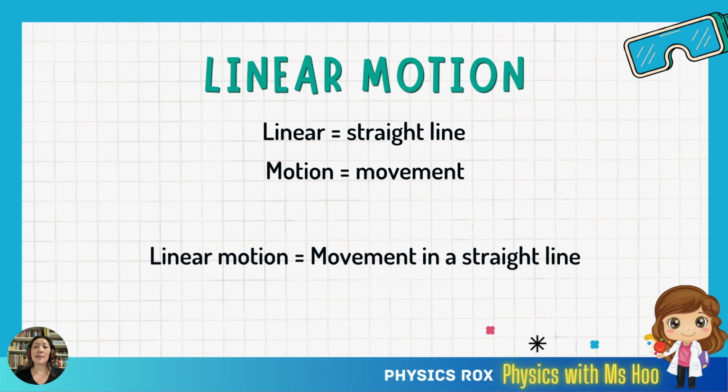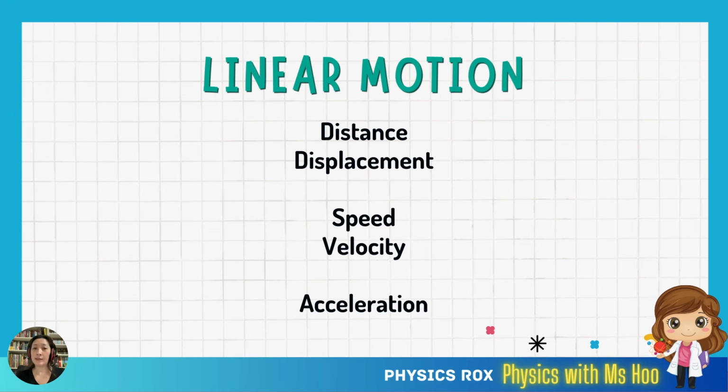So under the concept of linear motion, we will be learning about distance and displacement, speed and velocity, as well as acceleration. Now, for distance and displacement, as well as speed and velocity, you have to understand the concept of scalar and vector. If you have not learned about scalar and vector, please watch my video where I explain the concept of scalar and vector and what the differences are. For now, let's get into the comparisons of distance and displacement, as well as speed and velocity.